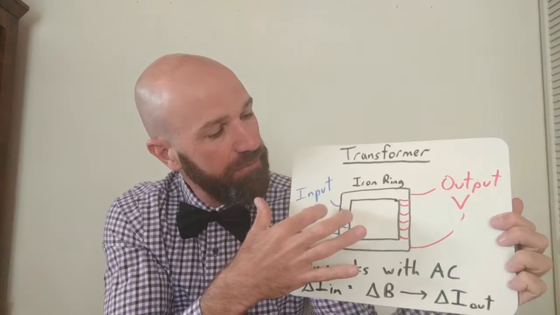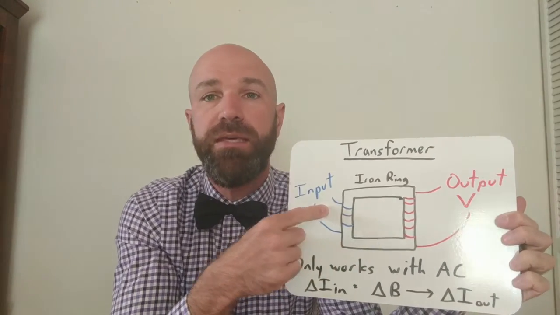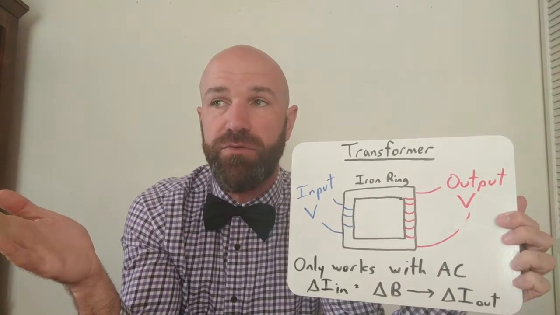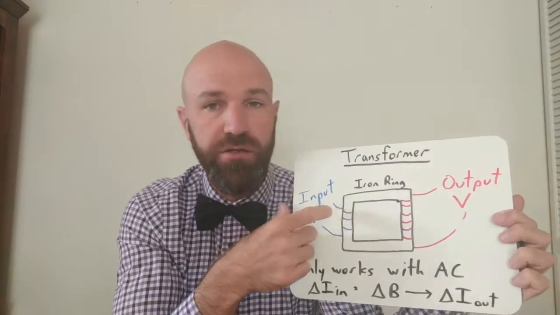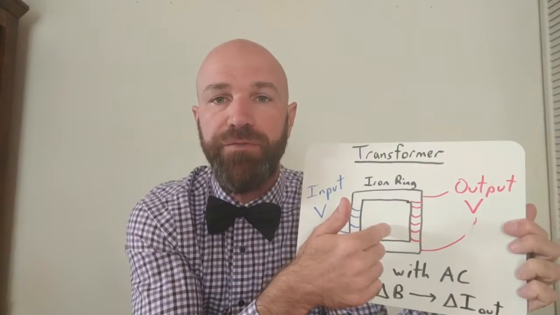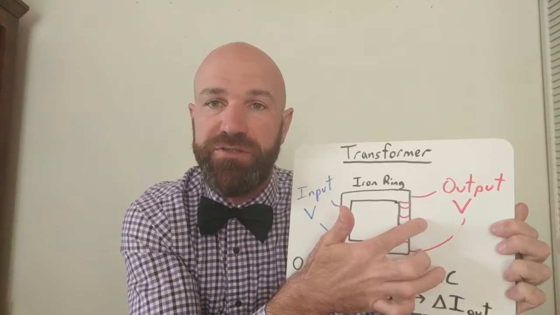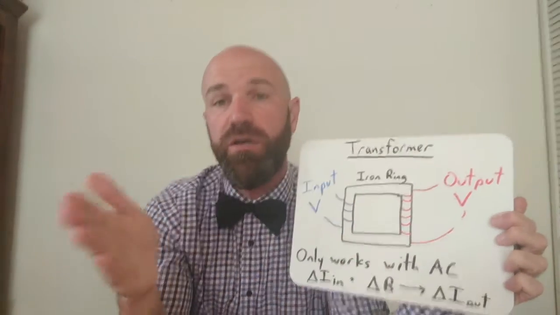let's say I build a little tiny generator and it can only produce a maximum of 1 volt. That's not going to do very much if I want to power something. What I can do is hook up this generator to a transformer, and all I have to do is wrap more coils on the output side, the secondary side, and that will increase the voltage. And it's a one-to-one ratio.